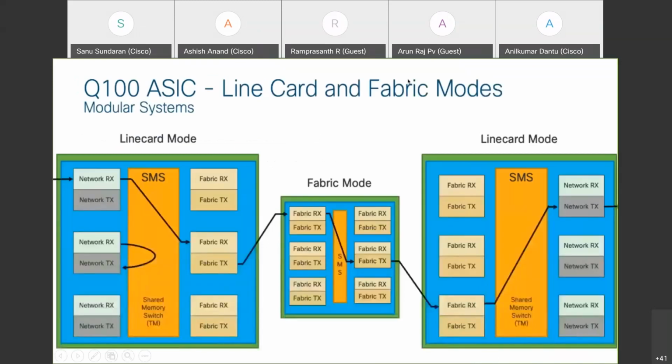Okay. So this is the same diagram where on the line card you have the NPU. On the NPU, 3 slices are programmed as network. Another 3 are programmed as fabric. And on the fabric card, all the 6 slices are programmed as the fabric element. And similarly on the line card on the egress.